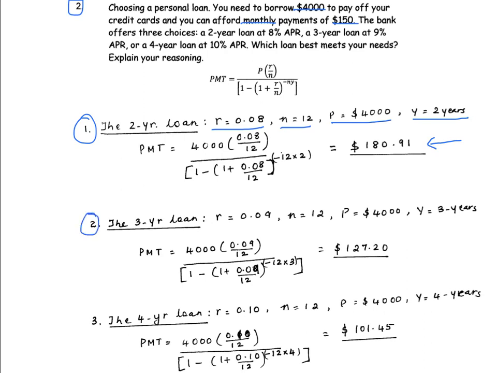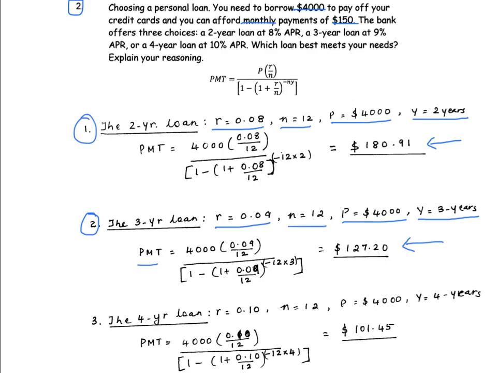Now let's look at the 3-year loan. Since it's a 3-year loan, our loan term is 3 years. So y equals 3 years. The principal is the same. It's $4,000. It's a monthly payment, so n is equal to 12 because we make 12 payments in a year. The annual percentage rate is different from that of the 2-year loan, so it's 9%. Substituting all the numbers into the formula to figure out the monthly payment, we get $127.20 for the monthly payment to pay off this loan.